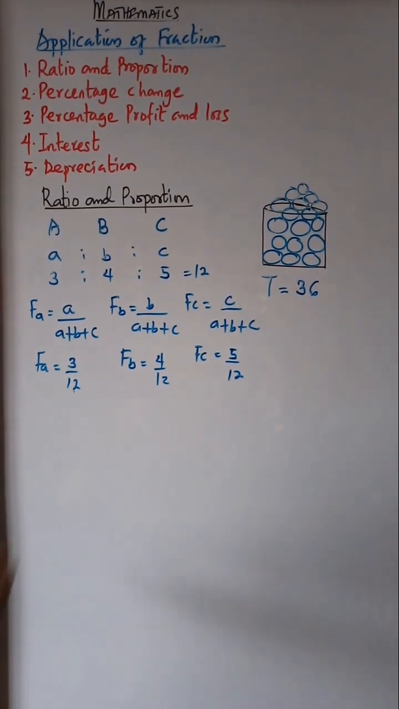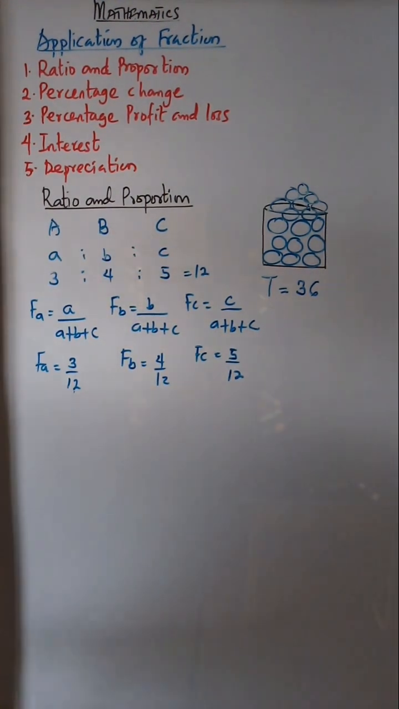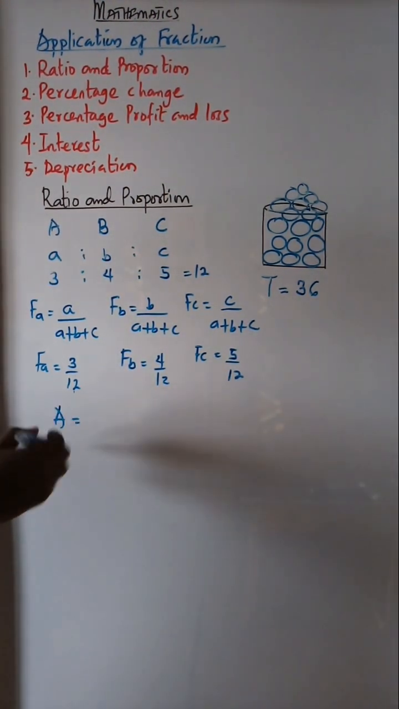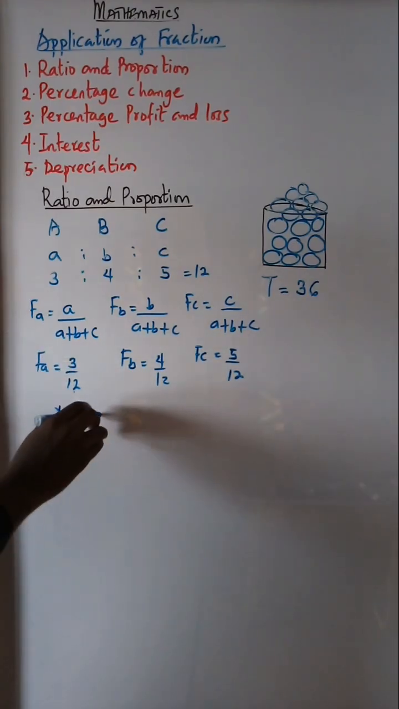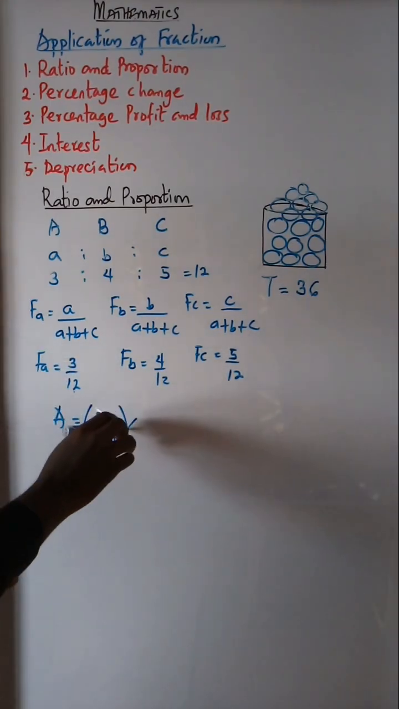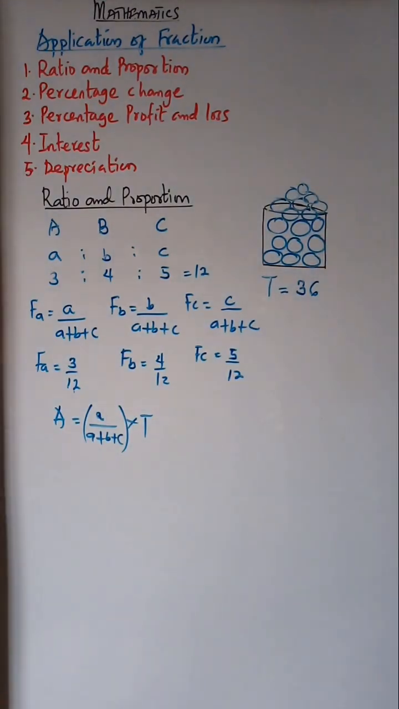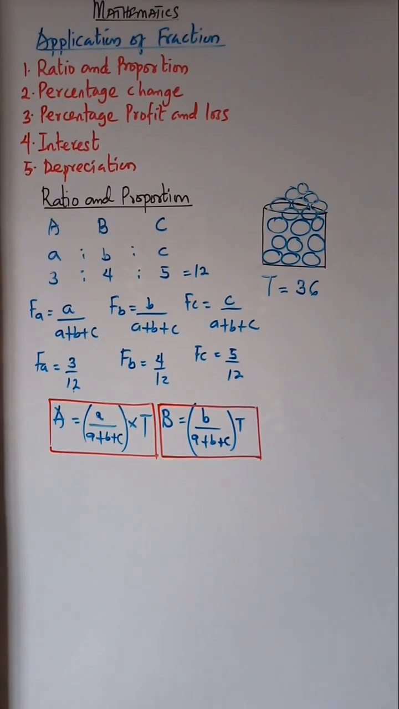So according to what we have here, the proportion of A, what A is going to receive, will be its fraction multiplied by the total. What's the fraction of A? A over A plus B plus C, multiplied by the total. So that is what A is going to receive. Same goes for B, and same goes for C.